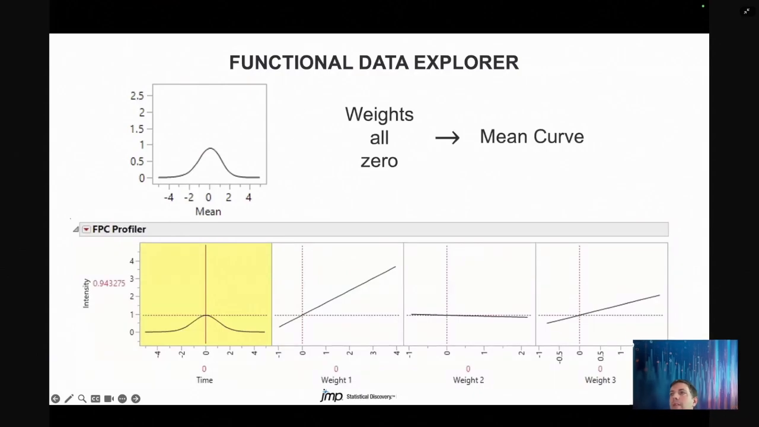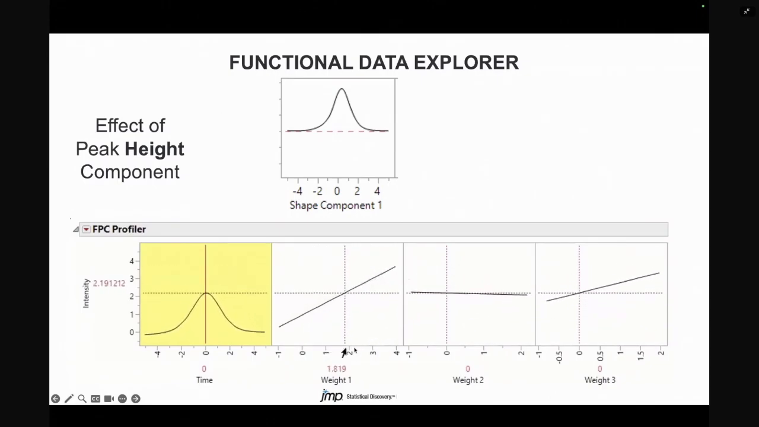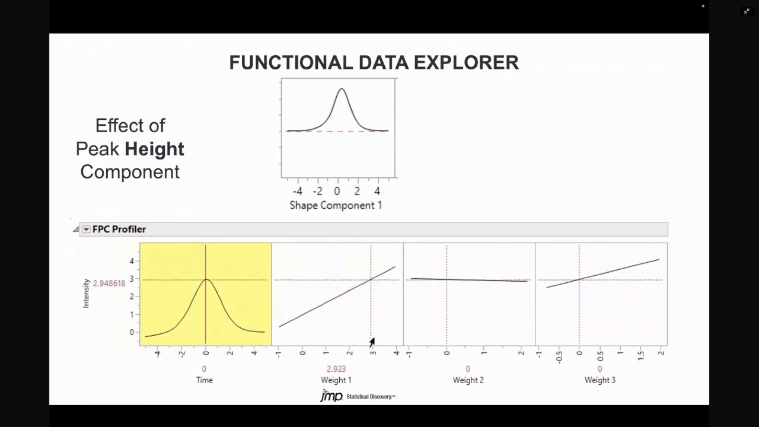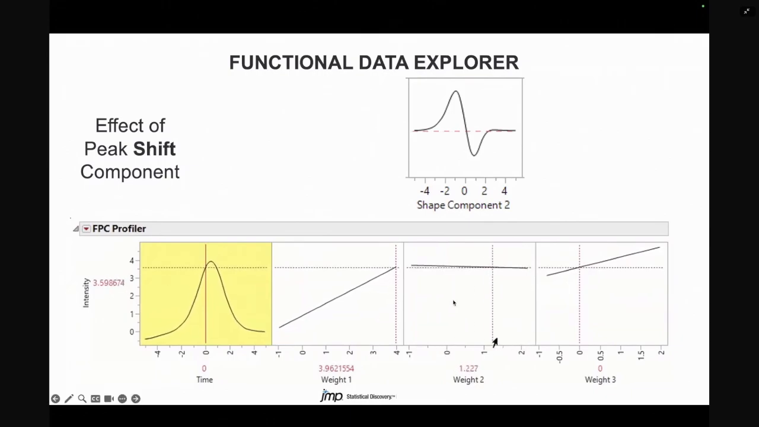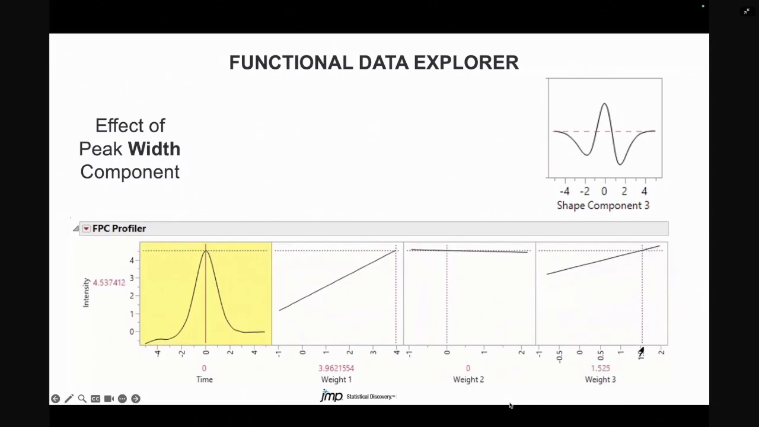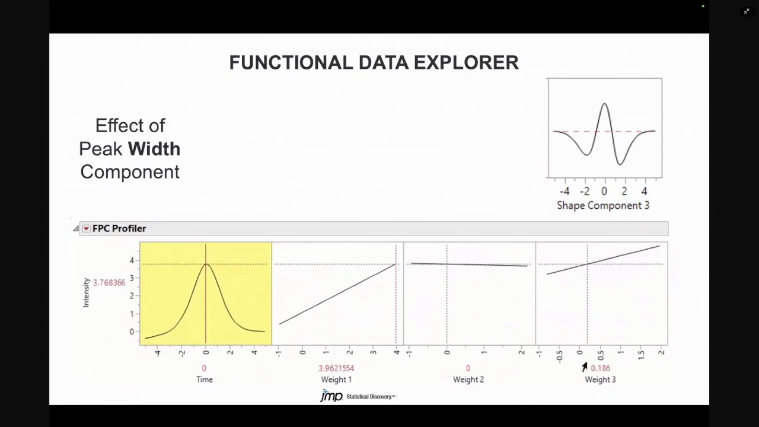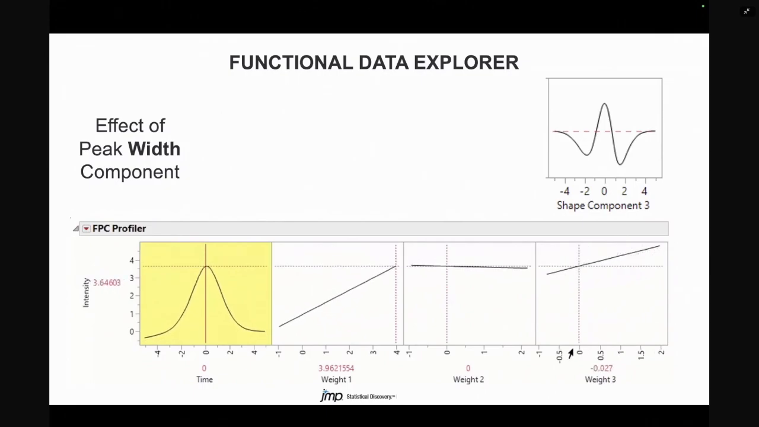So here's what this might look like. If all these weights are 0, we just end up with the overall mean. For the first weight, as you make it larger or smaller, you can see it affecting the peak height, like we expected. The second weight shows how the peaks can shift in location. And finally, with the third weight, we can see how the peaks are either elongating or shrinking in width. So with all three of these together, we are able to summarize every function in this data set.